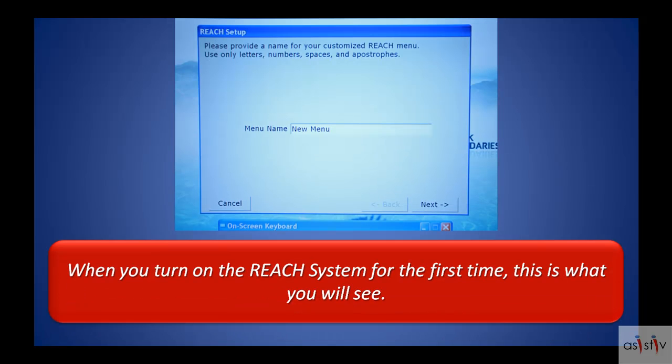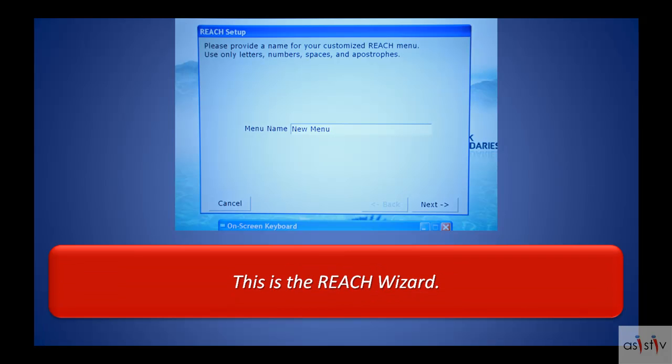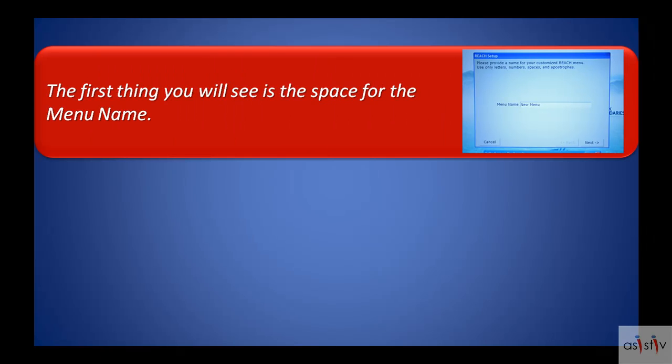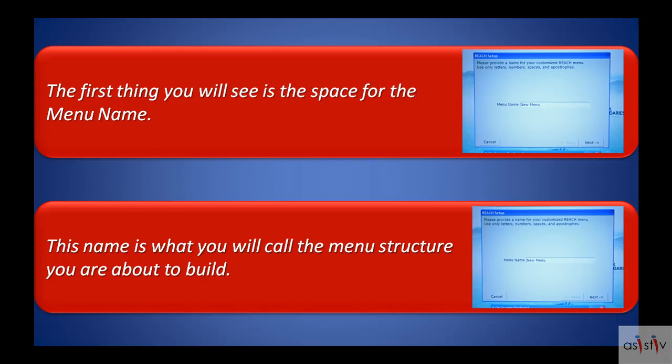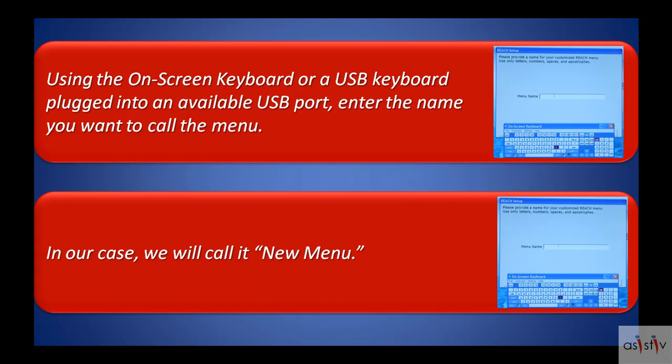When you turn on the Reach for the first time, this is what you will see. This is the Reach wizard. The first thing you will see is the space for the menu name. This is the name you will call the menu structure you are about to build. Using the on-screen keyboard or a USB keyboard plugged into an available USB port, enter the name you want to call the menu. In our case, we'll call it New Menu.